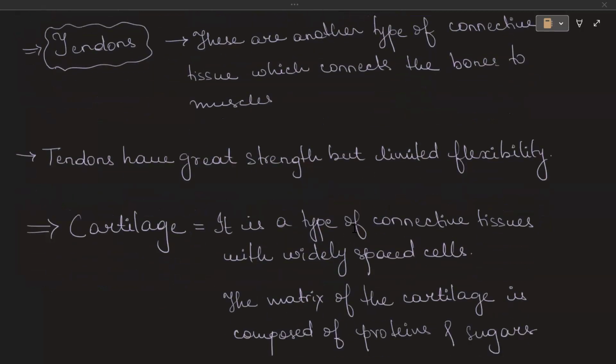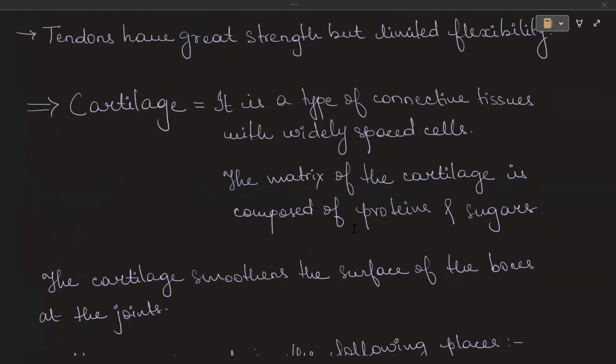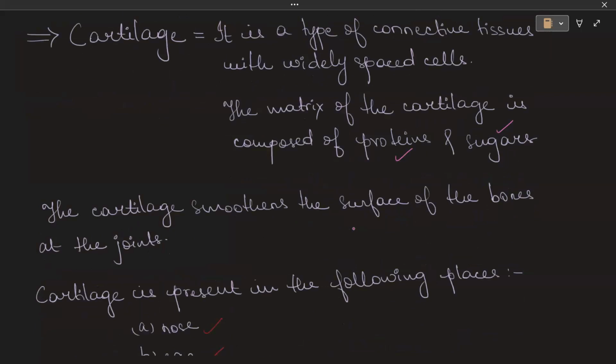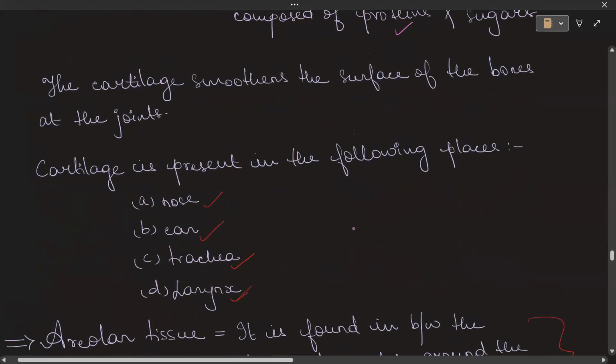Now let us talk about another type of connective tissue, that is cartilage. Cartilage is a connective tissue with widely spaced cells. Here the cells are spaced at a distance from each other, and the matrix of the cartilage is made up of proteins and sugars, like how bone was made up of phosphorus and calcium compounds. The cartilage smoothens the surface of the bones at the joint.